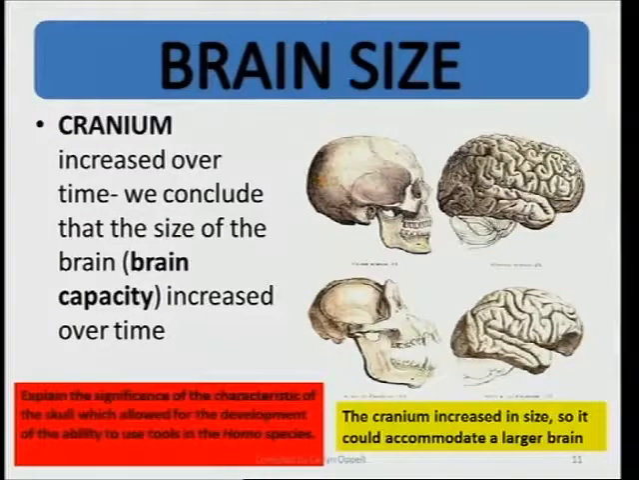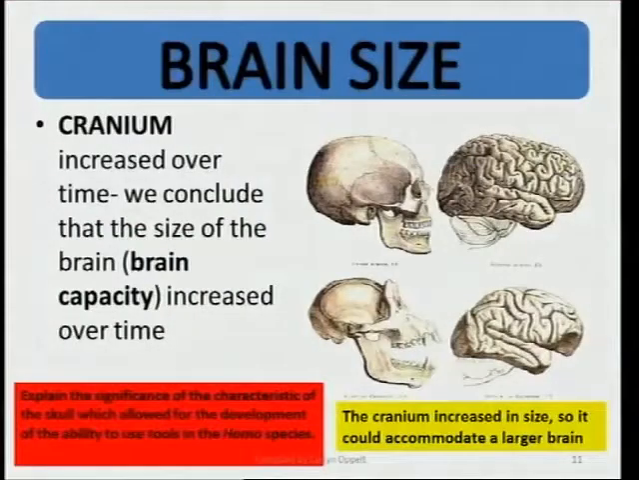In the Homo species. Now, to be able to use tools, you need to have certain brain ability. You need to be intelligent. And in order to be intelligent, and specifically the frontal lobe, your brain needs to be bigger. And in order to have a bigger brain, you need a bigger brain box, or the cranium. So what is the answer? The characteristic of the skull is that the cranium is bigger, it increased in size, so that it could host or accommodate a larger brain, which led to more intelligence and the ability to make and use tools.